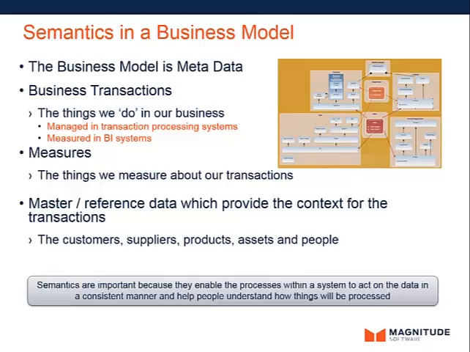These semantics are important because they enable the processes within a system to act on the data in a consistent manner. If we don't have such a definition, then things can get very confused for the people developing systems and for the people using systems. It also helps people understand how the things will be processed.